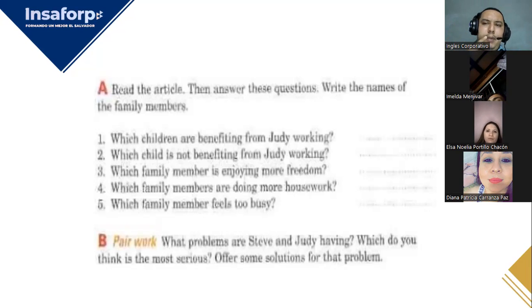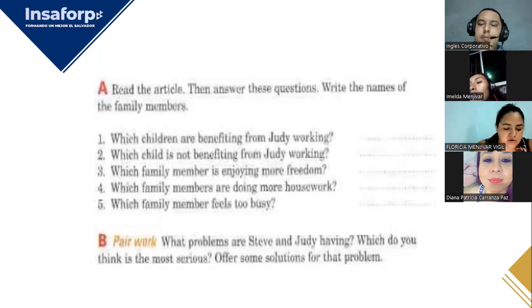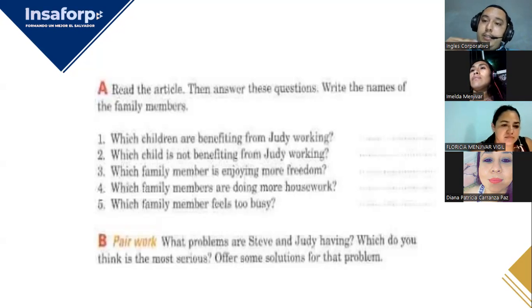Do they have economical problems, guys? We need money. Yeah, they need money because their expenses, o sus gastos, mejor dicho, are more because they have three children. That's why their expenses increase. The more children you have, the more money you spend. If you only have one child, you spend few. You have three, you're going to spend more.